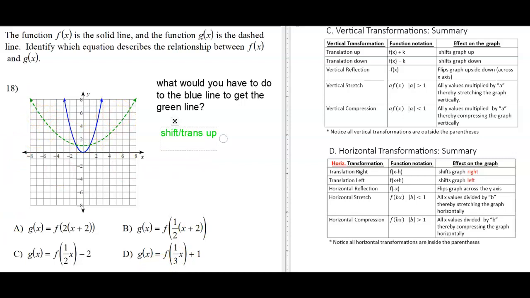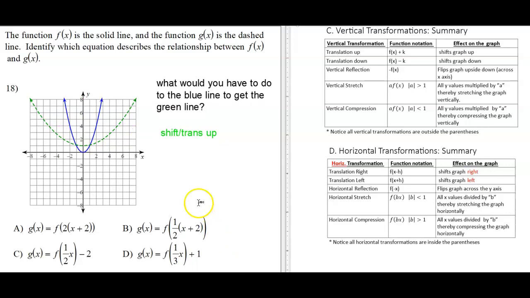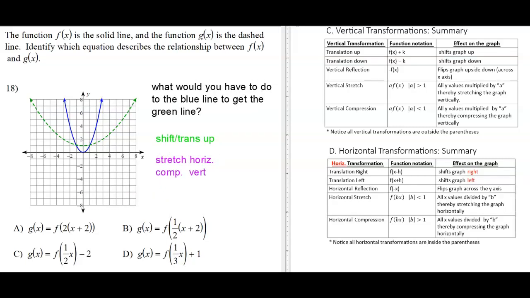And as we talked about earlier, if you want to make a graph fatter, there's two ways you could do it. You could either stretch it horizontally, or you can squish it vertically. But either way, both of those options will make it look fatter. So let's go ahead and put that on there. And now we're ready to go ahead and see if we can find out which one it is.